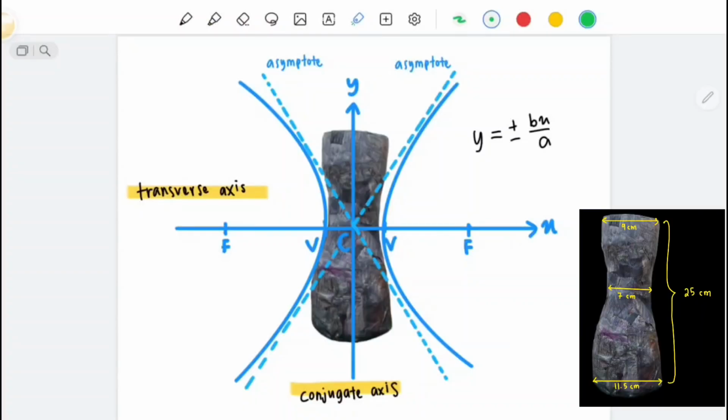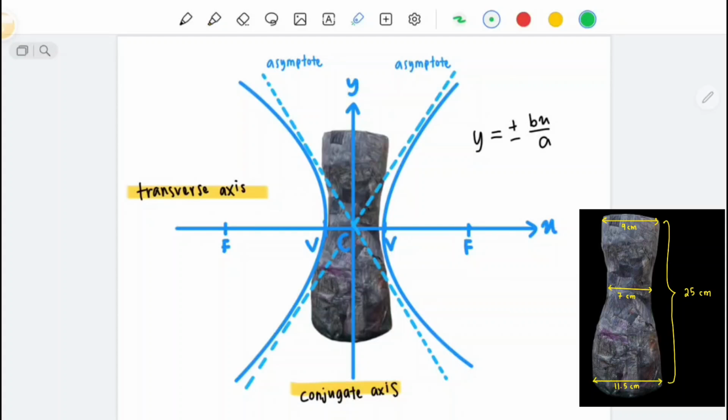Now, let's identify the key parts of the hyperbola. The horizontal line is labeled as the transverse axis. It passes through F, V, and C. The vertical line is labeled as the conjugate axis. It also passes through C. What is C? C is the center of the hyperbola, which is located at the midpoint O of the transverse axis.